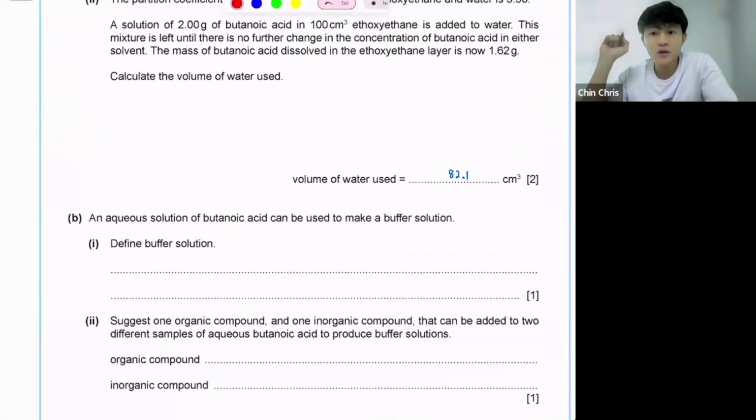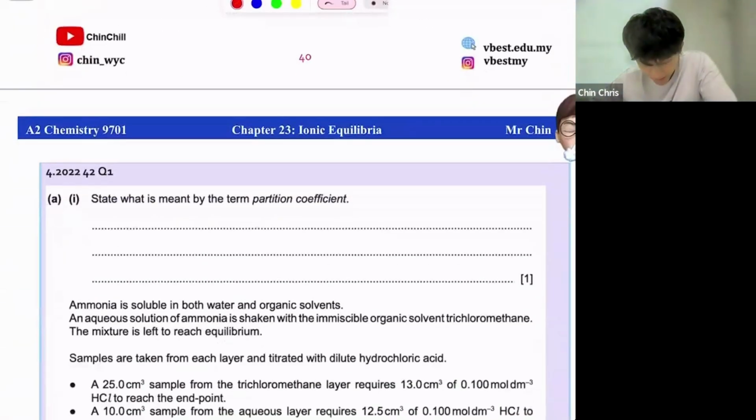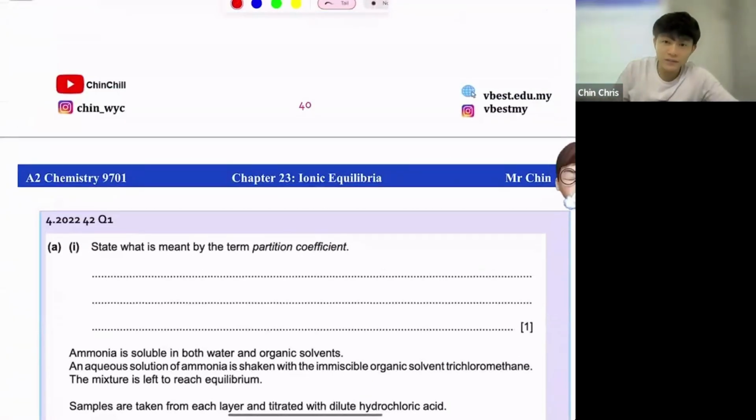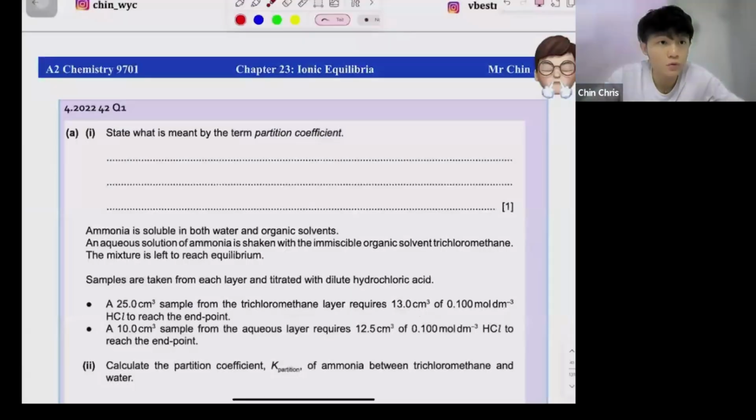Okay, guys, once you're done, I think the hard part is here. So much nonsense for 2 marks. Let's try page 41. Let's go.